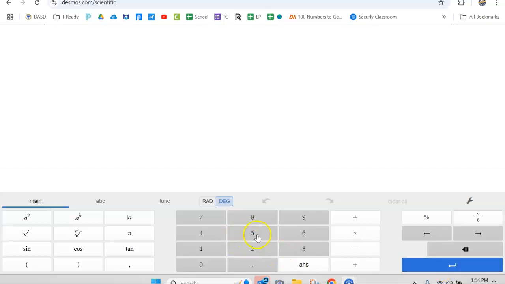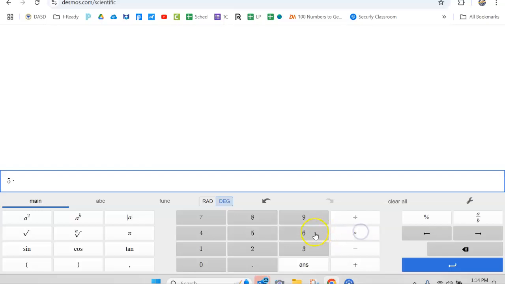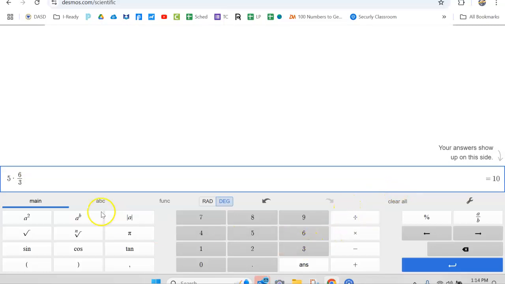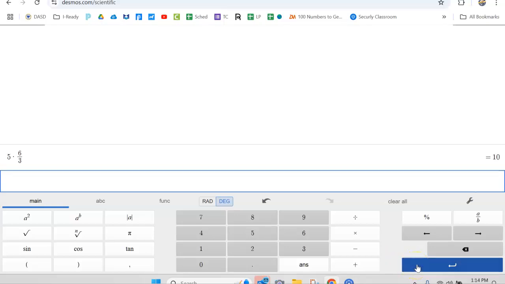So let's start in the middle here. If you want to perform basic operations like 5 times 6, you simply enter it and it will show up in the first bar. Your answers are going to show up on this side, and the answers are going to always update even if you're adding more operators. So if I do 5 times 6 divided by 3, which is 10, the answer changes. When you're ready to go to a new line, you press the blue enter key.